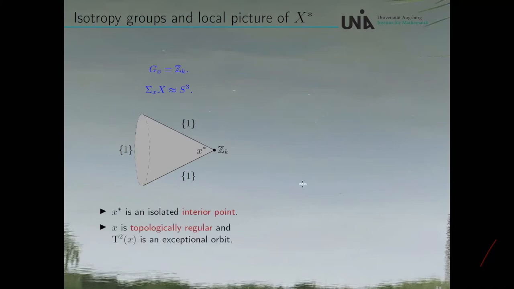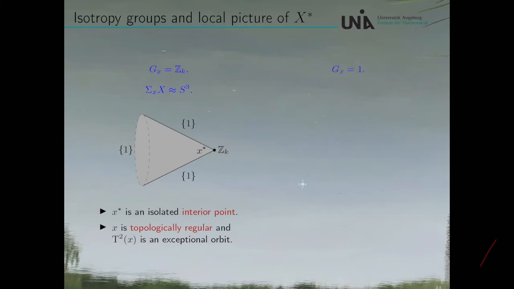And then the exceptional orbits. For those orbits, or for those points, the space of directions are S3. And the local picture in the orbit space is a cone. And this point is the apex of this cone. Again, you see that we have X star, and then around X star, everything is a principal orbit. Therefore, exceptional orbits are also isolated. Their interior points, and they're topologically regular, as you can see.